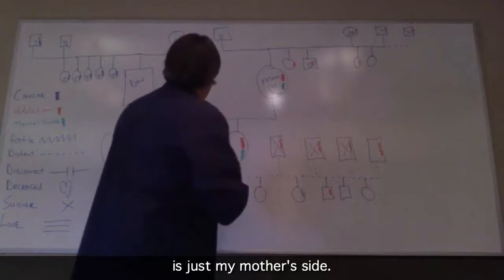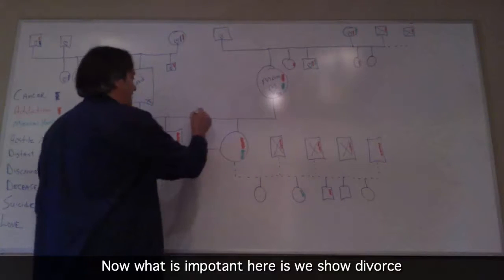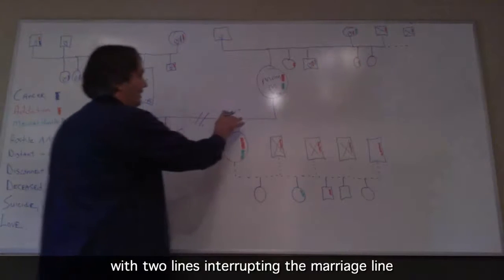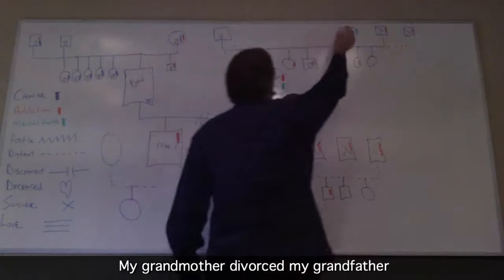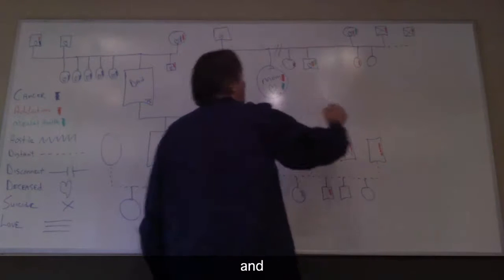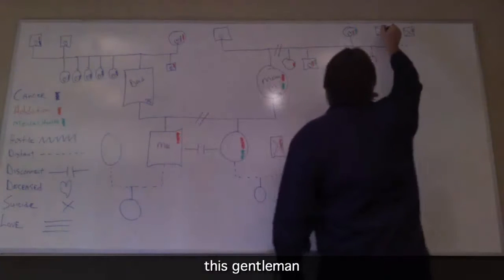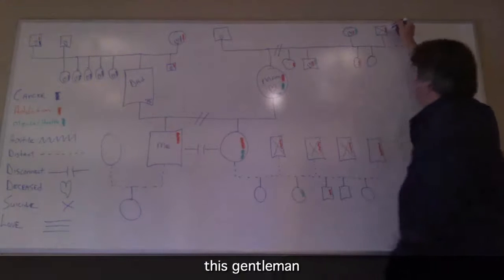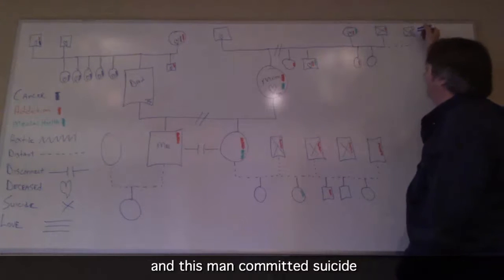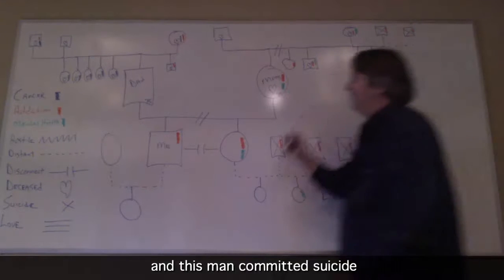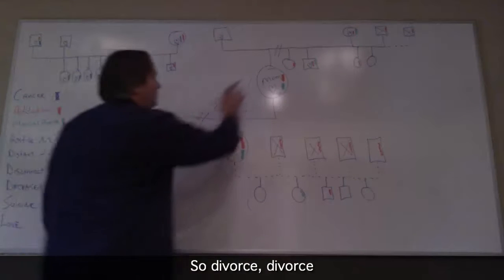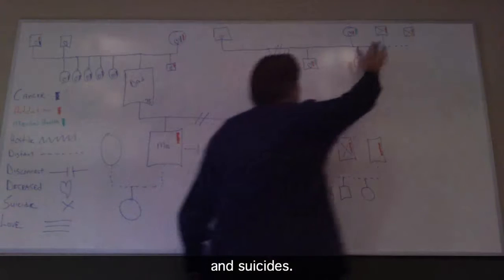Now, what is important here is we show divorce as two lines through the marriage line. Okay. My grandmother had divorced my grandpa, and this gentleman that she had married committed suicide, and this man committed suicide. So divorce, and then suicides.